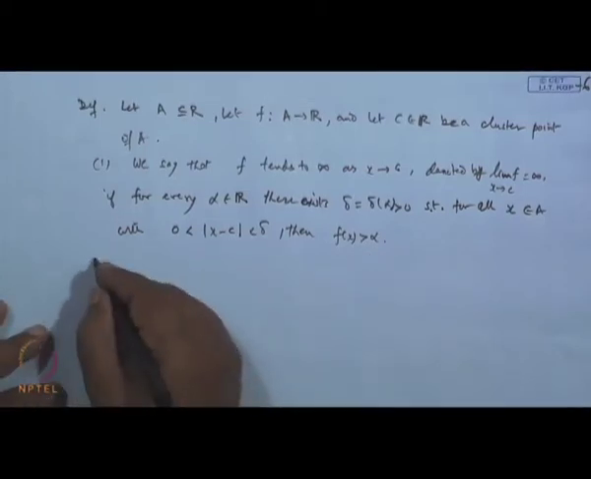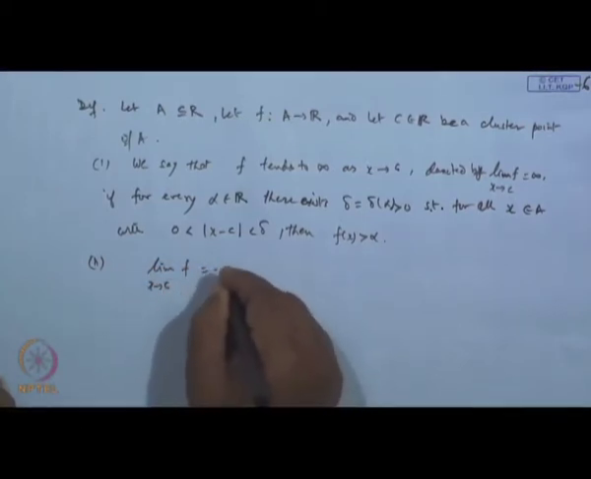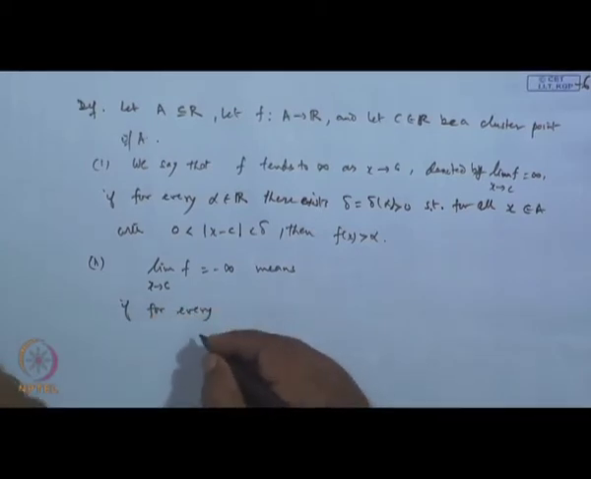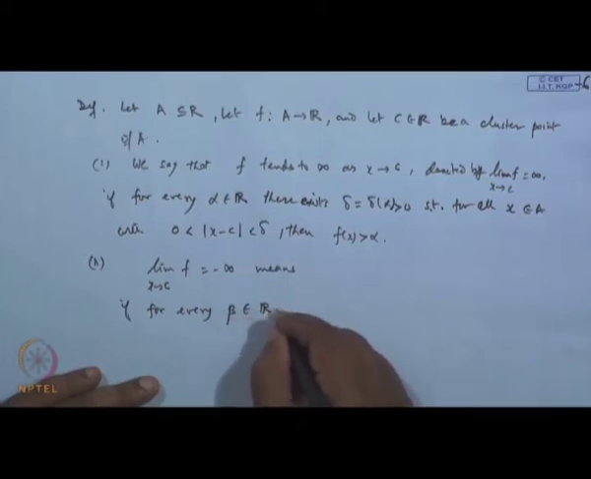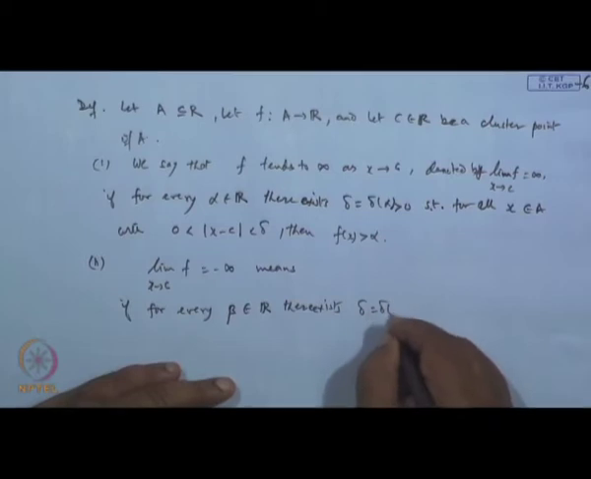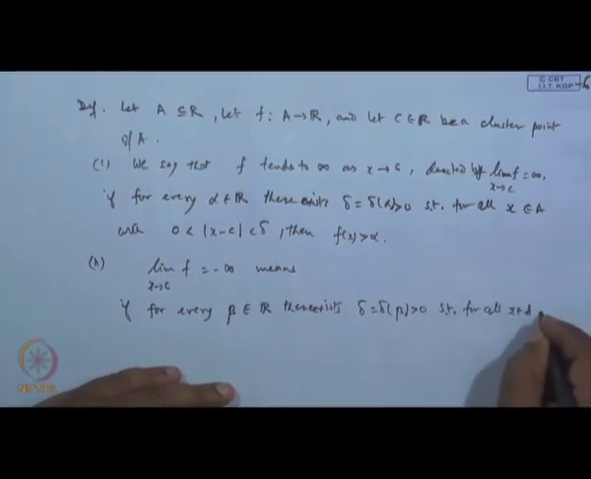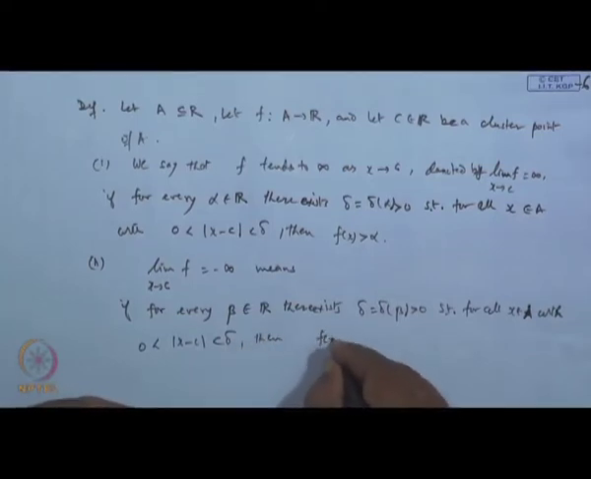Similarly, we define the limit to be minus infinity as follows. We say the limit of the function f when x tends to c is minus infinity, means if for every beta belongs to R, there exists a delta, which depends on beta, positive, such that for all x belongs to A with 0 is less than mod x minus c less than delta, we have f of x is less than beta.